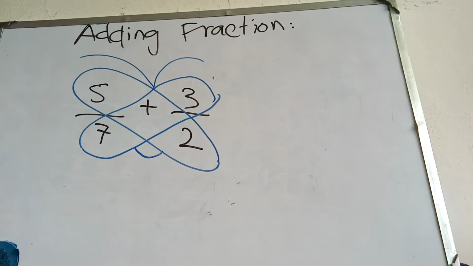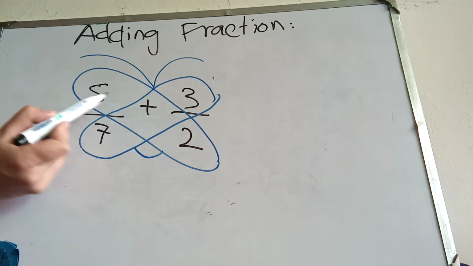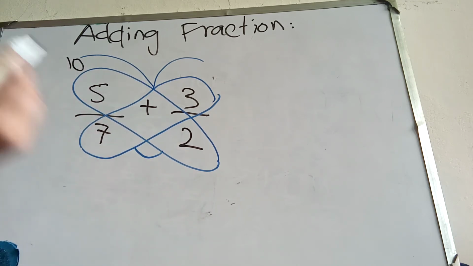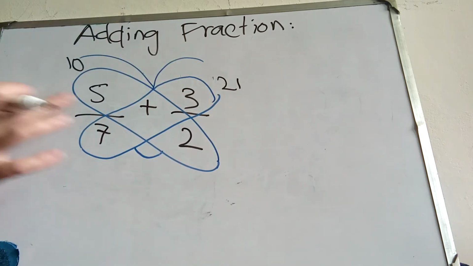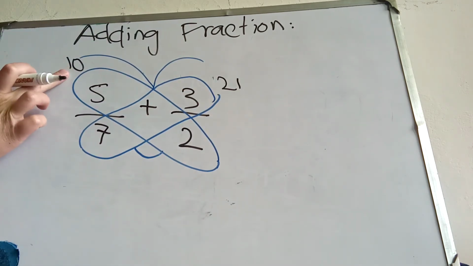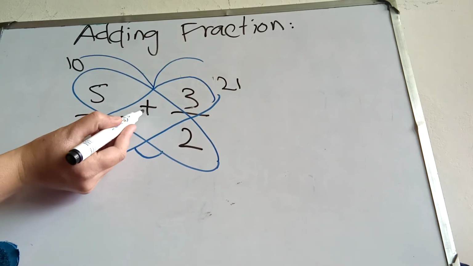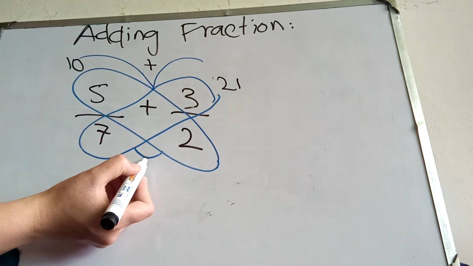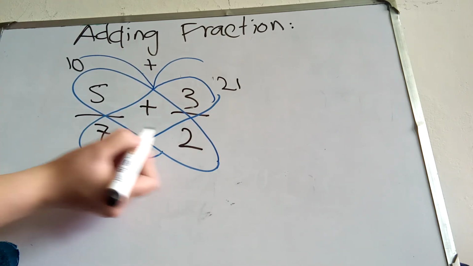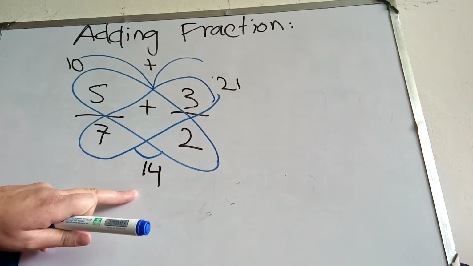Now look here, multiply these circles. 5 times 2 is 10 and 3 times 7 is 21. I write 10 here, and 3 times 7 I write here. Now this sign is plus, so I will write it here, and then multiply these both and write it here. 7 times 2 is 14 and I write it here.